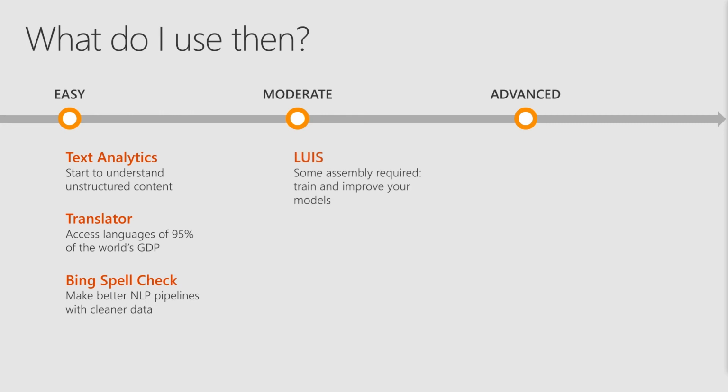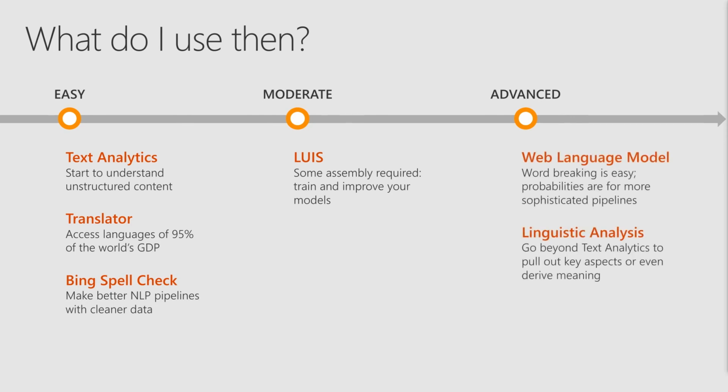The next step when looking at natural language technologies is LUIS. Now, LUIS is a little bit more complex because you need to provide your own data to train it. The training process itself is simple, but you do need to collect the data and provide it to LUIS before you can start interacting with the service. And then finally, the advanced options, the web language model and linguistic analysis. As discussed, they're English only. They do provide advanced natural language capabilities, but will require a similarly advanced natural language pipeline or application to take advantage of them.